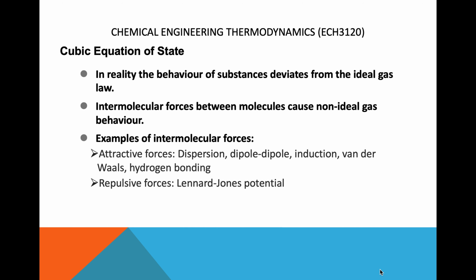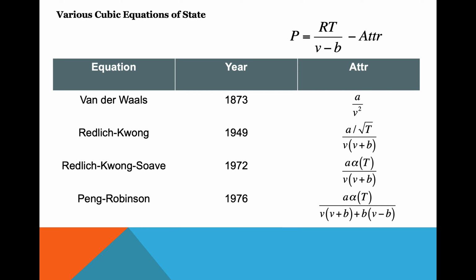Okay, cubic equation of state. In reality, the behavior of substances deviates from the ideal gas law, and the intermolecular forces between molecules cause non-ideal gas behavior. Examples of intermolecular forces: the attractive forces come from dispersion, dipole-dipole attraction, induction, van der Waals, and hydrogen bonding, and the repulsive forces can be described by the Lennard-Jones potential. These are just examples, in case you want to know, but it's not really that necessary.